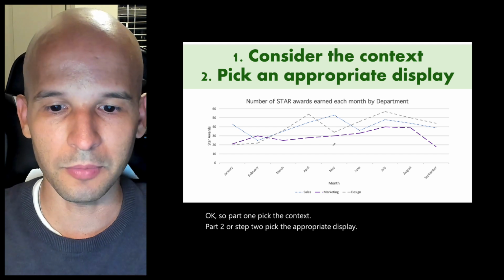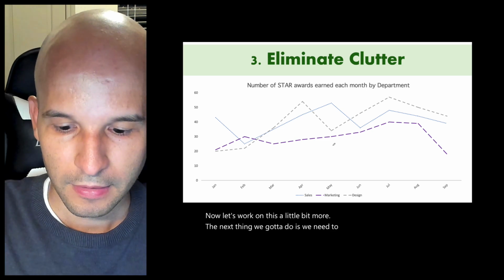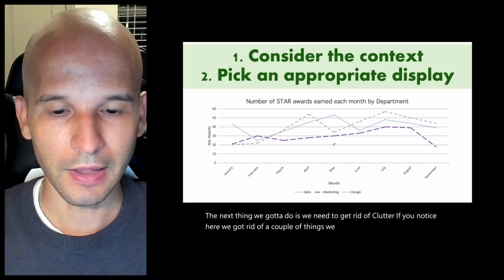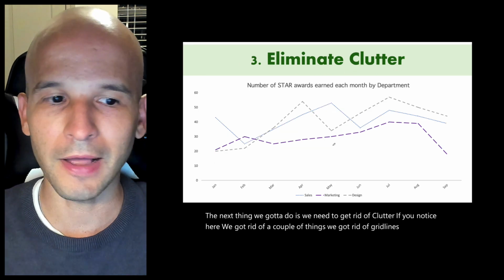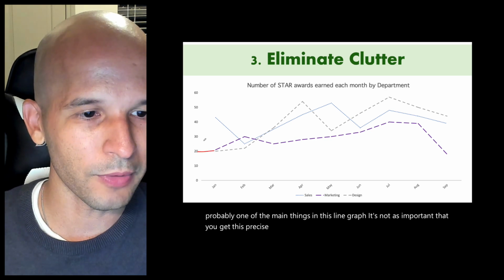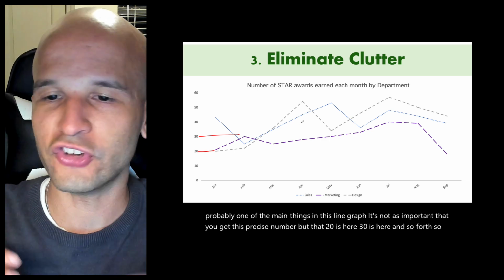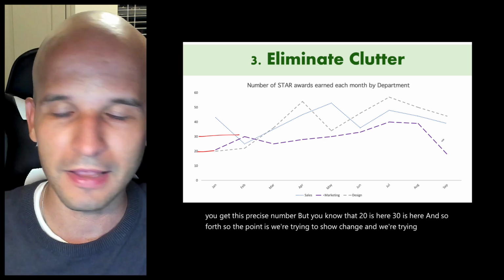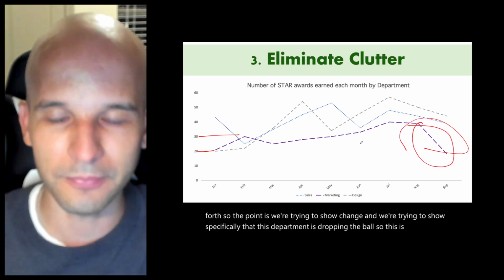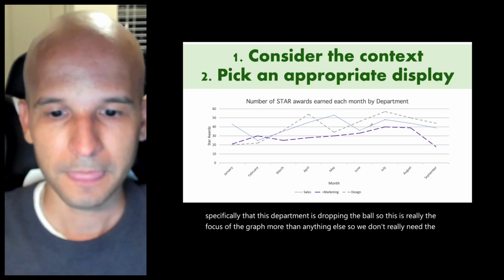Now, let's work on this a little bit more. The next thing we got to do is get rid of clutter. If you notice here, we got rid of a couple of things. We got rid of grid lines. That's probably one of the main things. In this line graph, it's not as important that you get this precise number, but you know that 20 is here, 30 is here, and so forth. The point is we're trying to show change, and we're trying to show specifically that this department is dropping the ball. So this is really the focus of the graph more than anything else. So we don't really need the grid lines as much.